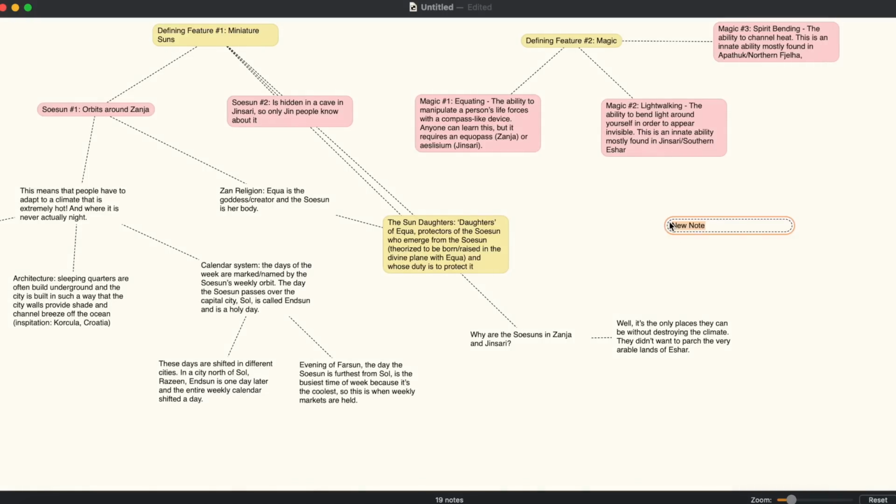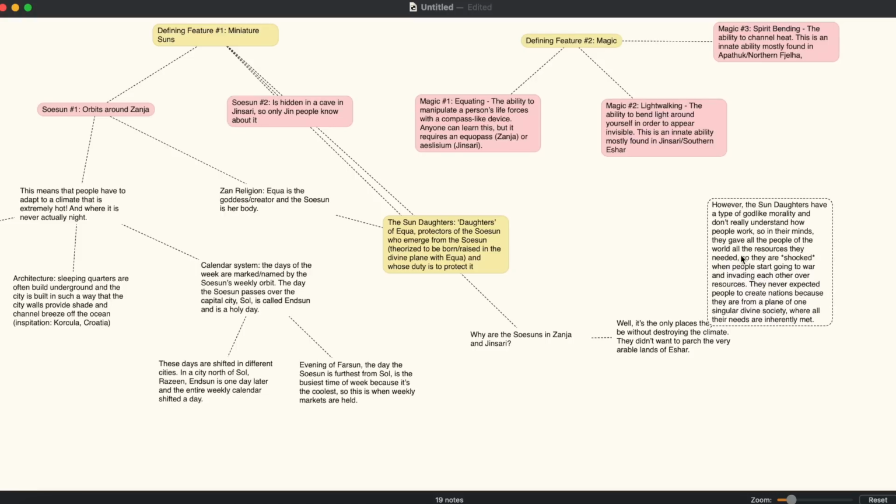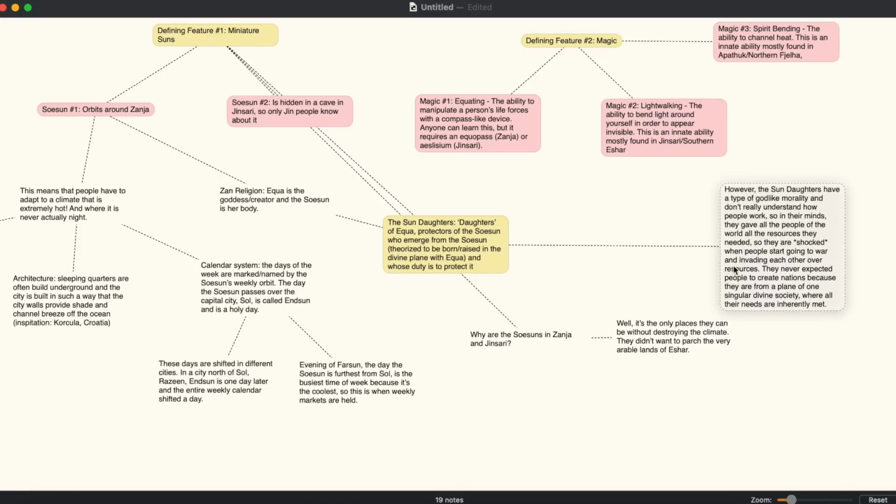However, the thing about the Sun Daughters is they're gods, right? They're not people. They have essentially a god-like idea of morality. They don't really understand how people work. They give the people of the world all the resources they need, and then they're shocked when people start going to war and invading each other over resources. You know, they're kind of like, wait a second, who had invent nationhood on their what will the people do bingo card? Because I did not see that coming. They didn't expect people to create nations because they're from a divine plane of a singular divine society where all their needs are inherently met.